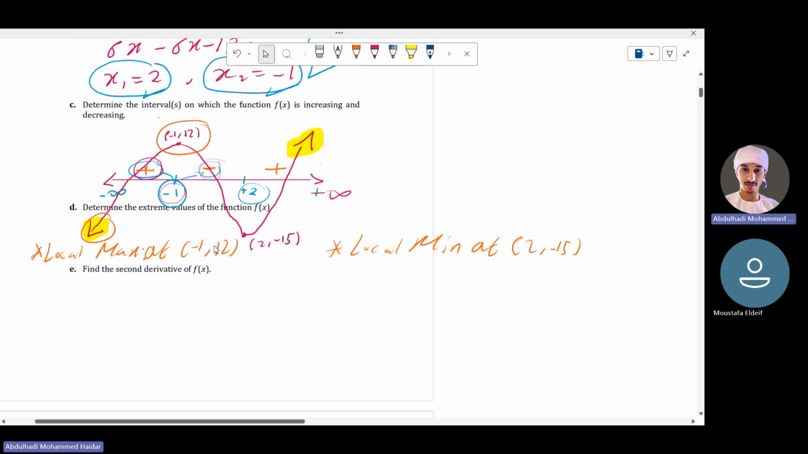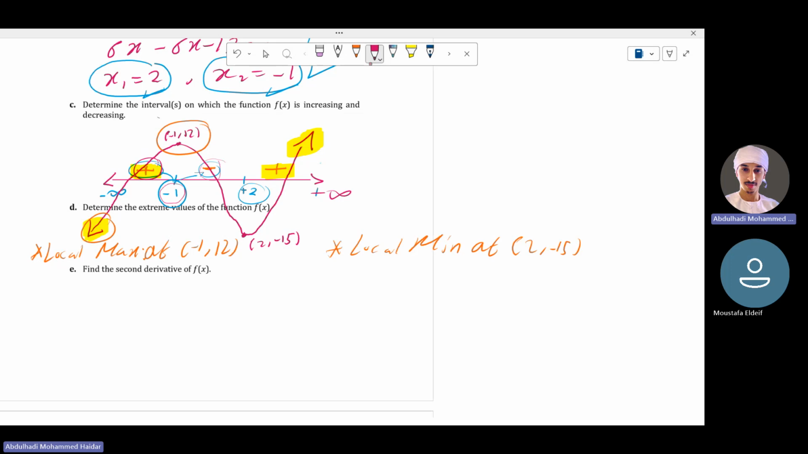Part C, increasing and decreasing, is a very easy question, same as the concavity, concave up and concave down, just looking for the signs. Increasing, look for the positive signs. So this one and this one. So these are the increasing. The positive signs are for the increasing, the negative signs for the decreasing. And the increasing and decreasing intervals are always open intervals.